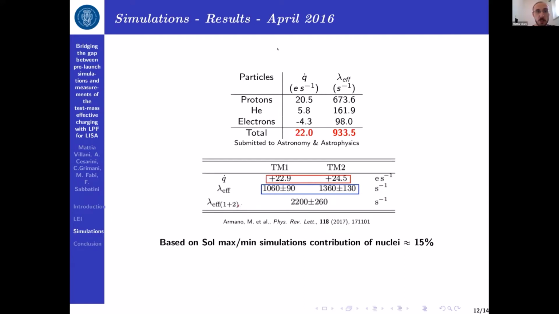Then we carried out a simulation for April 2016, when the measurements were carried out on board LISA.